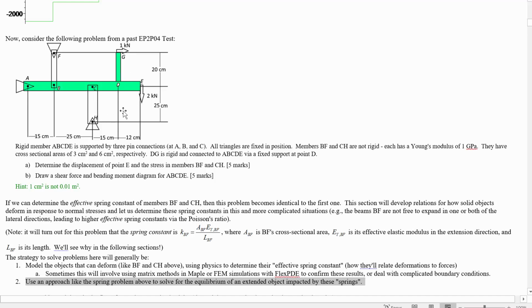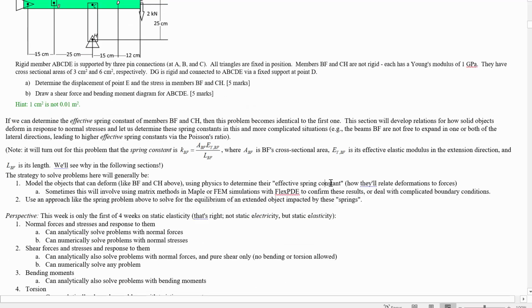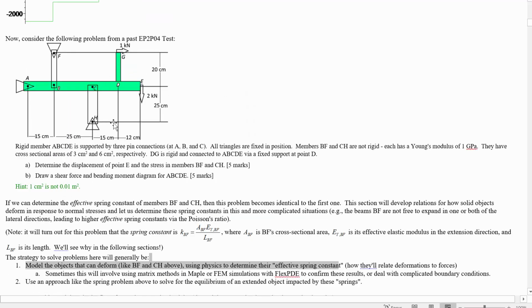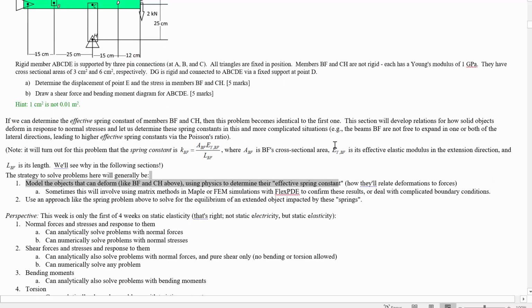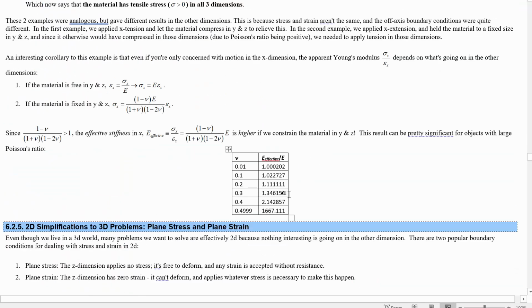So we're going to have the same statics equations that we had before, and maybe be able to draw internal force and bending moment diagrams for this thing. But we are going to need to relate, using geometry and effective spring constants, how the forces on this beam are applied. Well, one of the things that affects the effective spring constant is something that affects the effective stiffness, and that is how you are treating the material in the other directions.